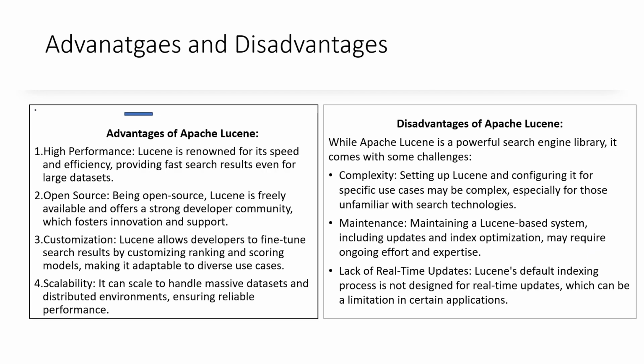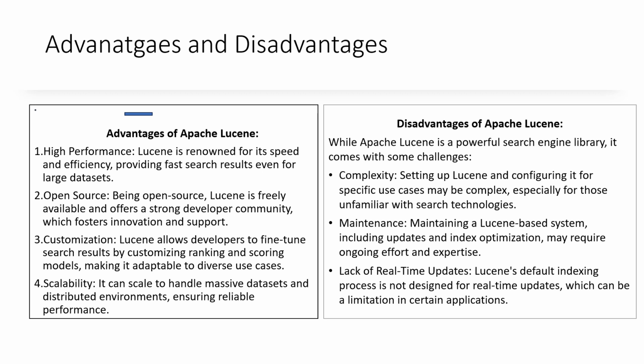Now we are discussing the advantages and disadvantages of Lucene. Advantages: high performance, open source, customization, and scalability. High performance: Lucene is well known for its speed and efficiency, delivering fast search results even when dealing with large databases. Open source: as an open source project, Lucene is freely available to anyone. It not only reduces the cost for organizations but also fosters a vibrant developer community.